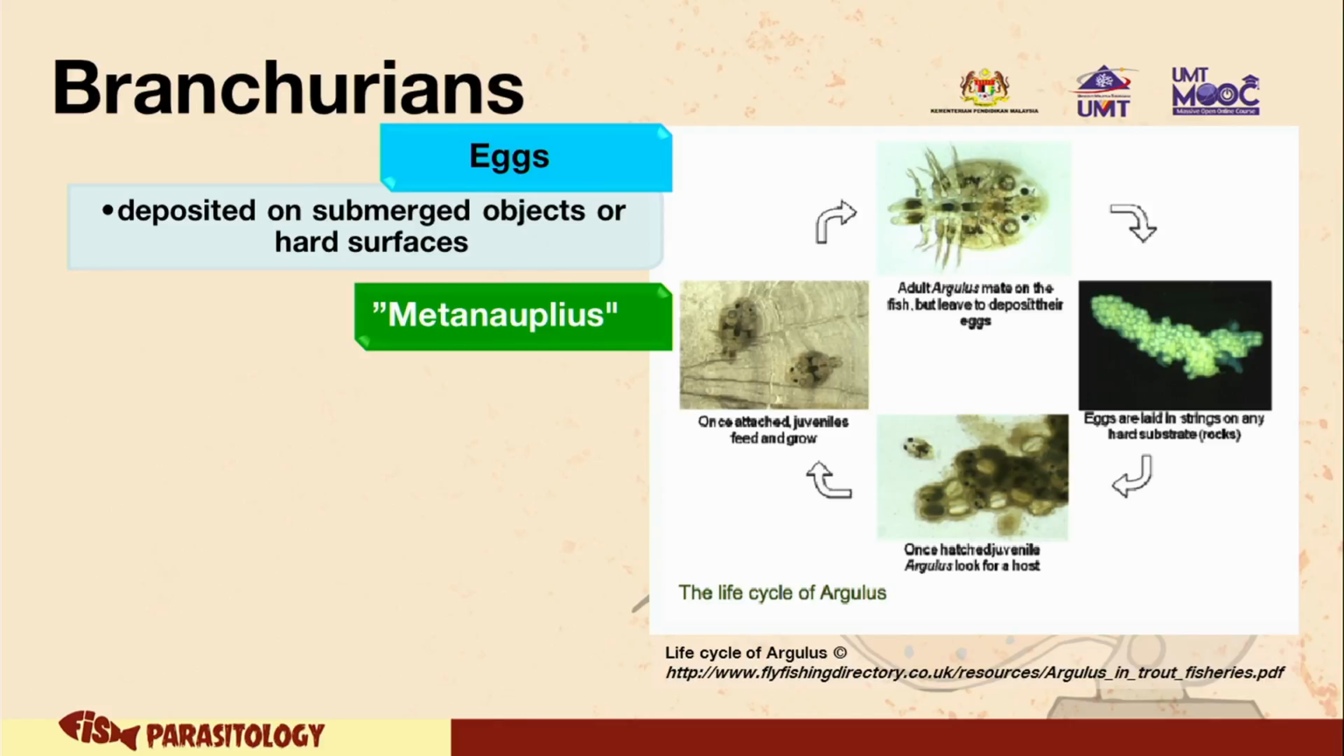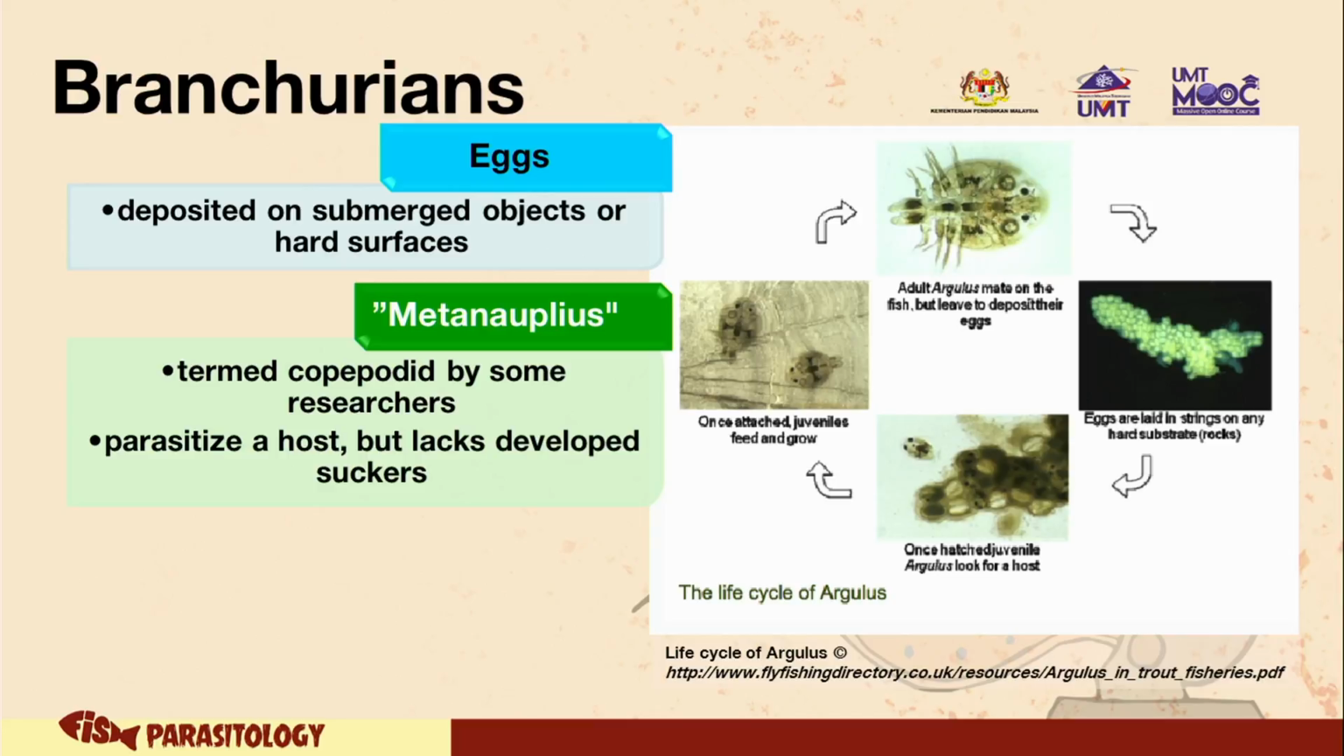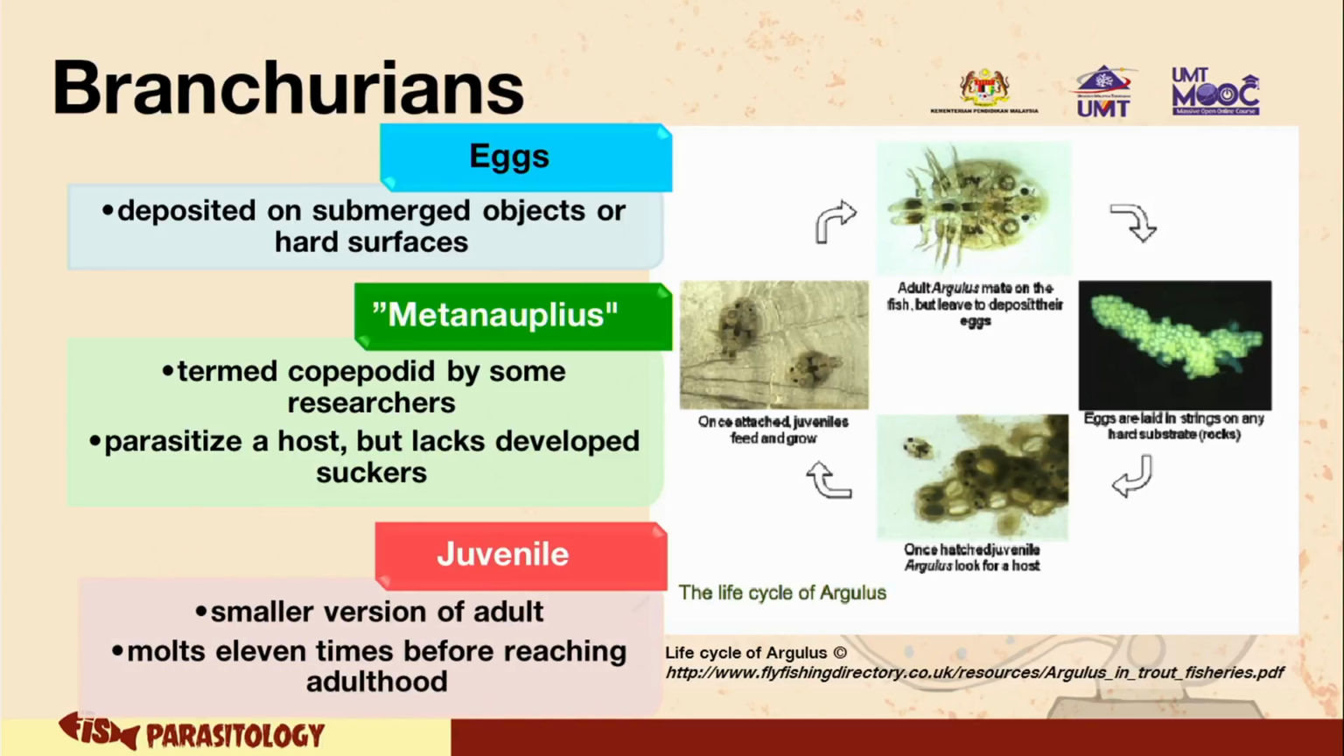Some researchers consider the apparatus of the larva too developed to be called a nauplius and have termed it copepodid. The newly hatched larvae can parasitize a host, but because it lacks developed suckers, it attaches to its host with hooked antennae. After its first molt, it is referred to as a juvenile, as it looks and swims similarly to an adult, only smaller. The juvenile can molt 11 times before reaching adulthood.